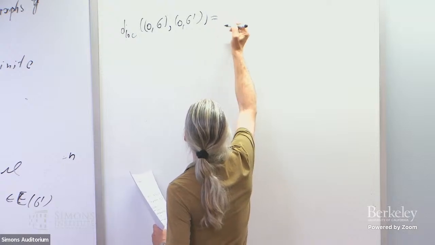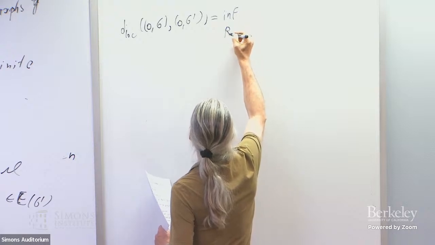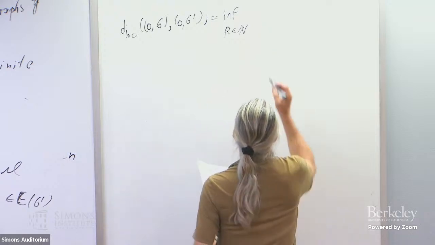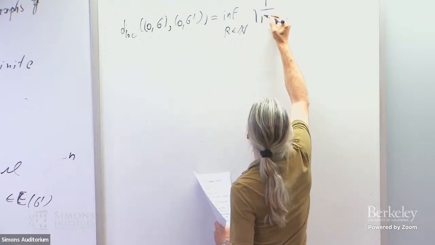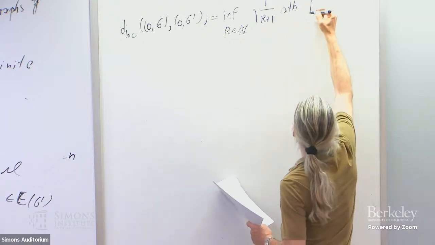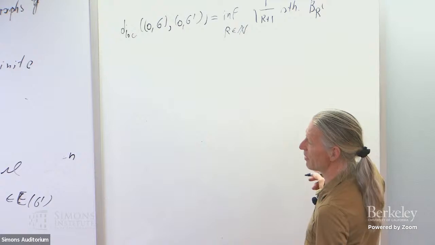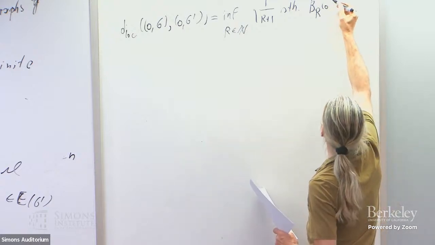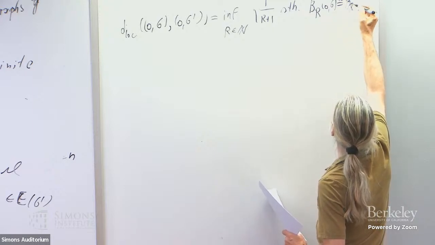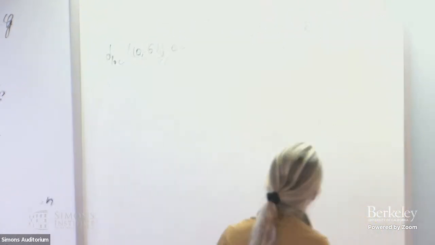Okay, so this is the infimum of numbers such that the ball of radius r in one of the graphs, G, is isomorphic to the ball of radius r in G prime. Okay.